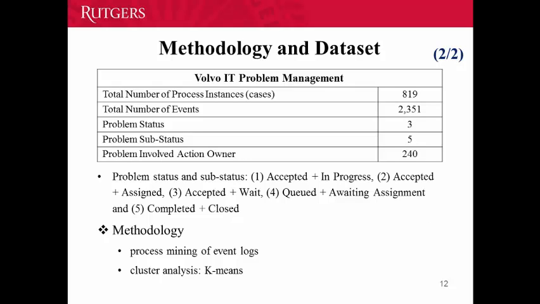So here is the detail of the data set. We have 819 process instances, which are the cases. And inside these cases, we have 2,351 events, 3 statuses, 5 sub-statuses, and 240 action owners. The status and sub-status are combined into 5 classes. They are accepted in progress, accepted assigned, accepted wait, queue waiting assignment, and completed closed.